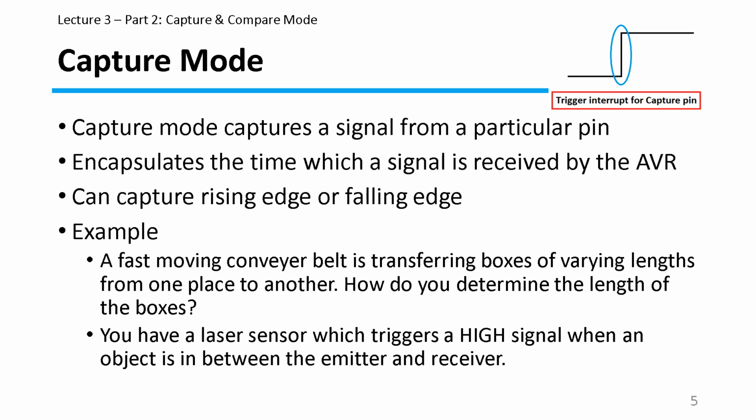So let's look at an example of where capture mode can be used. Imagine you have a production line and it's a fast-moving conveyor belt transferring boxes of varying lengths from one place to another. How do you determine the length of the boxes? And you have a laser sensor which triggers a high signal when an object is in between the emitter and receiver. So as your box goes through it, the laser sensor will trigger a high signal until the box disappears, and then it will go back to a low signal.